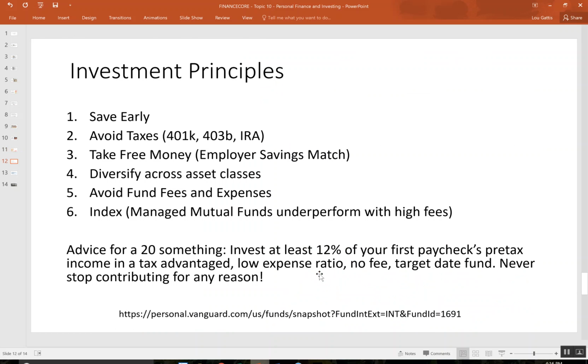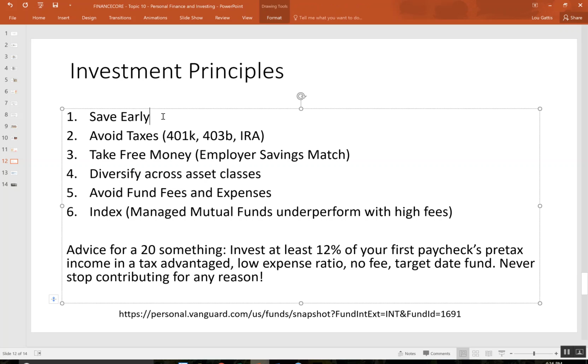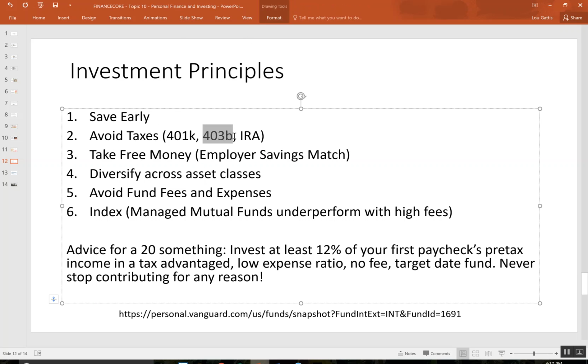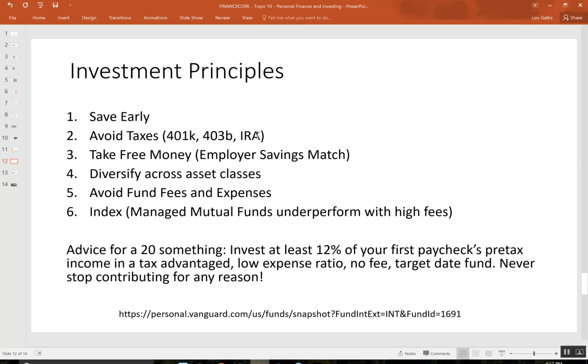So the last thing I'll talk about is just a few investment principles. One, you've got to save early. If you're 21 years old coming out of college, saving 12% is probably enough. If you're starting at 30, you probably need to be 15% or more. Second, avoid taxes. Use 401k plans. These are tax-advantaged plans that allow the earnings to grow tax-free and also save you taxes today. 403b is just a 401k for nonprofits, and if your company doesn't have that, you'll have to do an IRA, which is kind of a 401k for yourself.